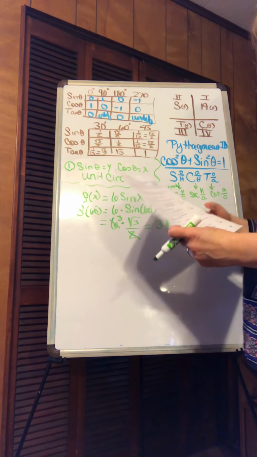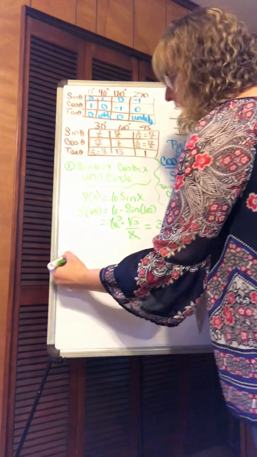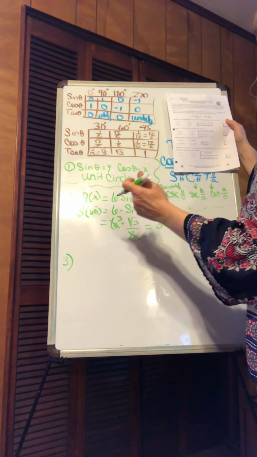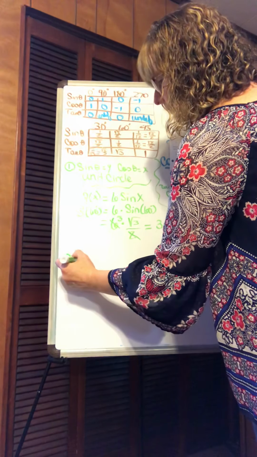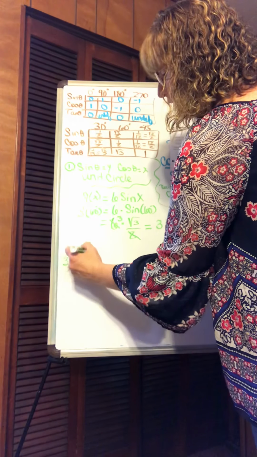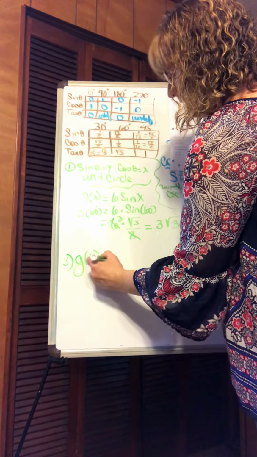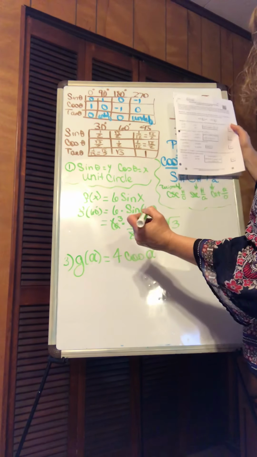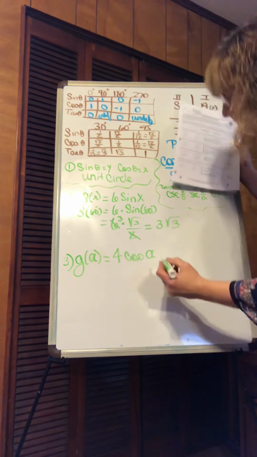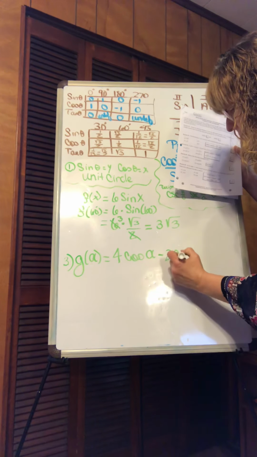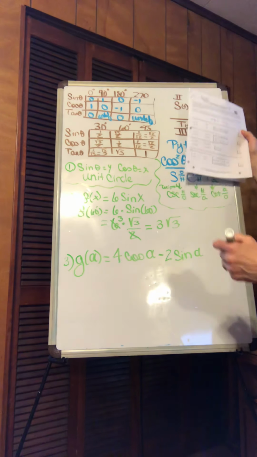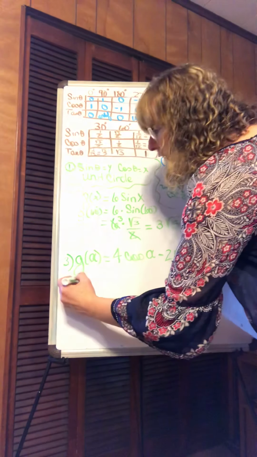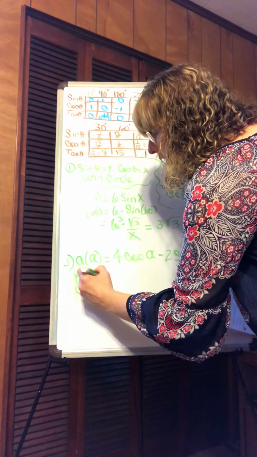Exercise 3 tries to make it a little bit more of a challenge, but I don't think you guys are going to fall for that. I don't think you're going to get nervous or scared. Exercise 3 says g of alpha is 4 cosine of alpha minus 2 sine of alpha. And then they say, let's use alpha as 330 degrees. So now they want g of 330 degrees.